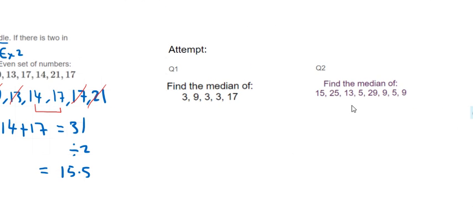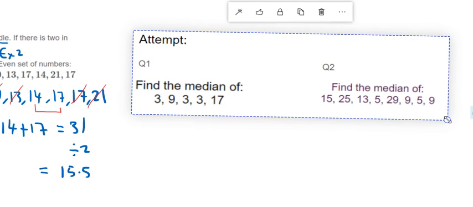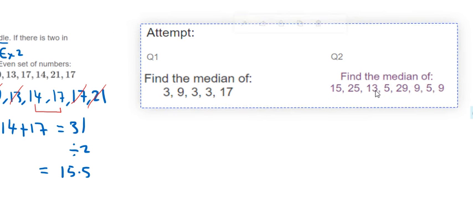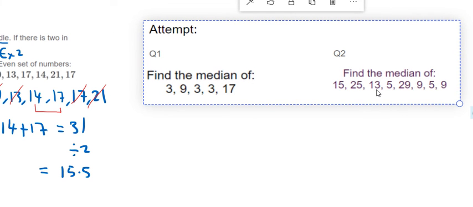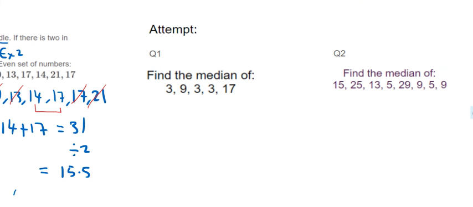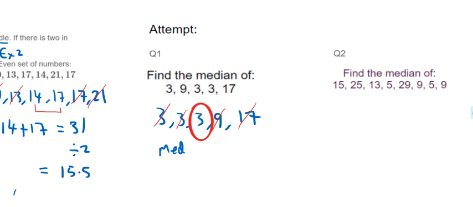If you want to pause the video and attempt these two questions quickly, then play it on and I'll go through the answers for you. For the first one, we've actually got three 3s here. So 3, 3, 3, 9 and 17. I'm going to cross off from both sides again. I cross off the first 3 and the 17, this 3 and the 9, and then this 3 is in the middle. So my median for that one is 3.